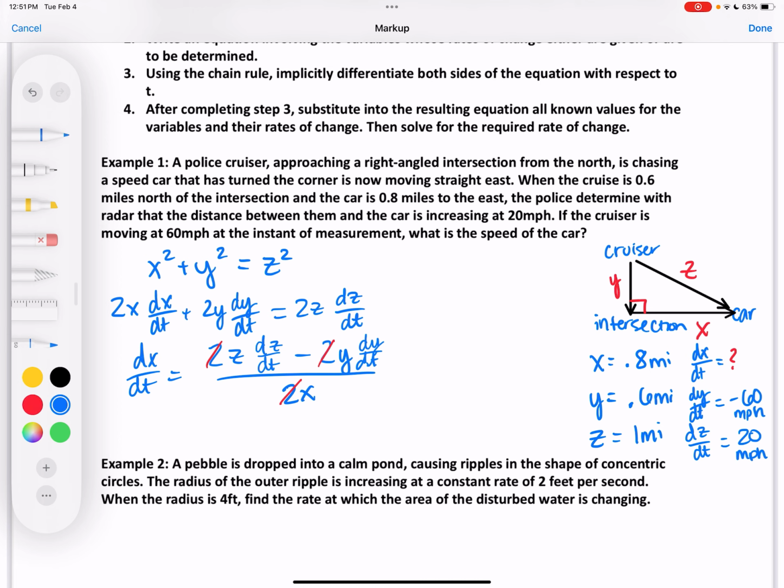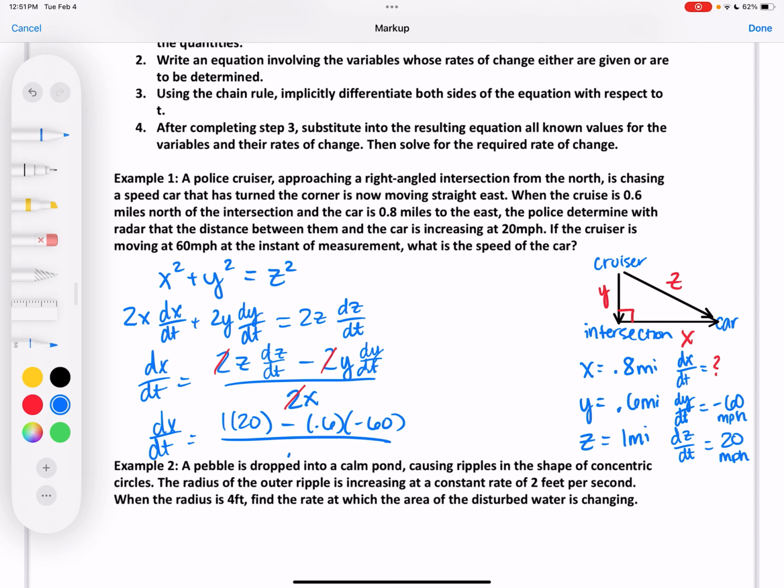Then plug in. dx/dt equals, I'm just plugging in numbers, 1 times 20 minus 0.6 times negative 60, divided by 0.8. So then a lot of times what I'll do is I'll come over here and erase this and write in the answer.